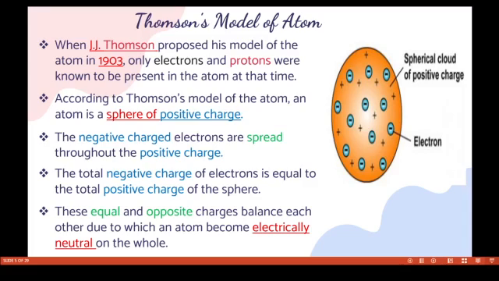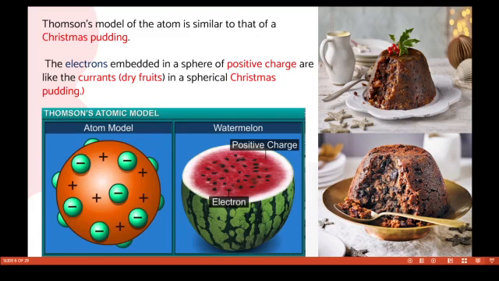In the Thomson model, the atom is a sphere of positive charge. The negatively charged electrons are spread throughout the positive charge, like a Christmas pudding. The total negative charge of the electrons is equal to the total positive charge of the sphere. These equal and opposite charges balance each other, due to which an atom becomes electrically neutral on the whole.